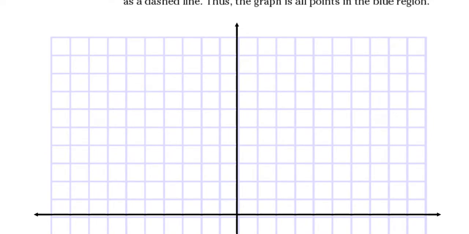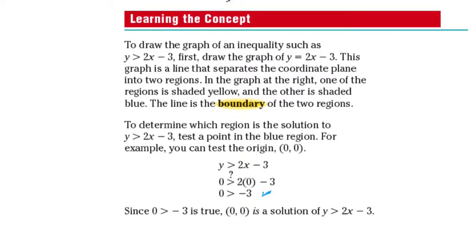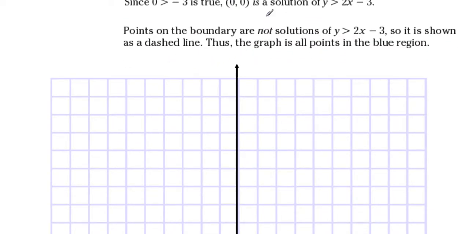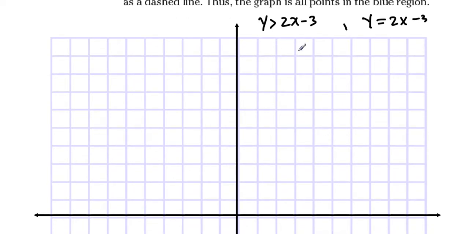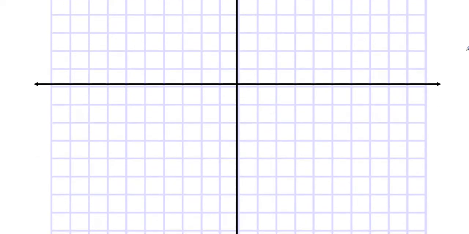So this is the boundary. We want to graph the inequality y greater than 2x minus 3. But before we graph that, we need to be able to graph y equals 2x minus 3. So how do we do that? Again, we first use y equals mx plus b. In this case, our slope is 2 and our y-intercept is negative 3. So let's find our y-intercept, which is negative 3. 1, 2, 3. This is our y-intercept.